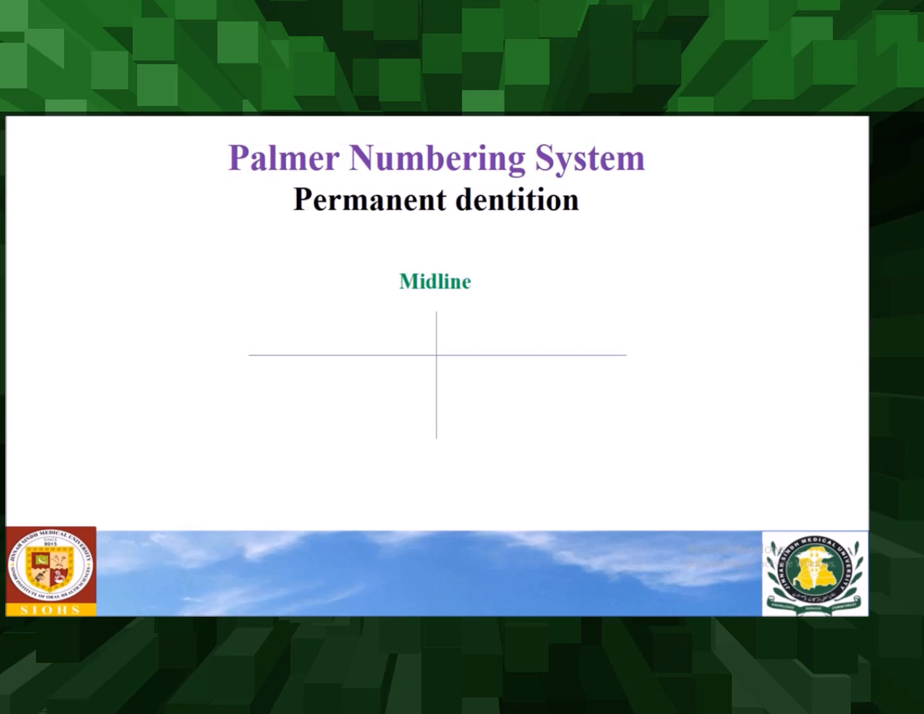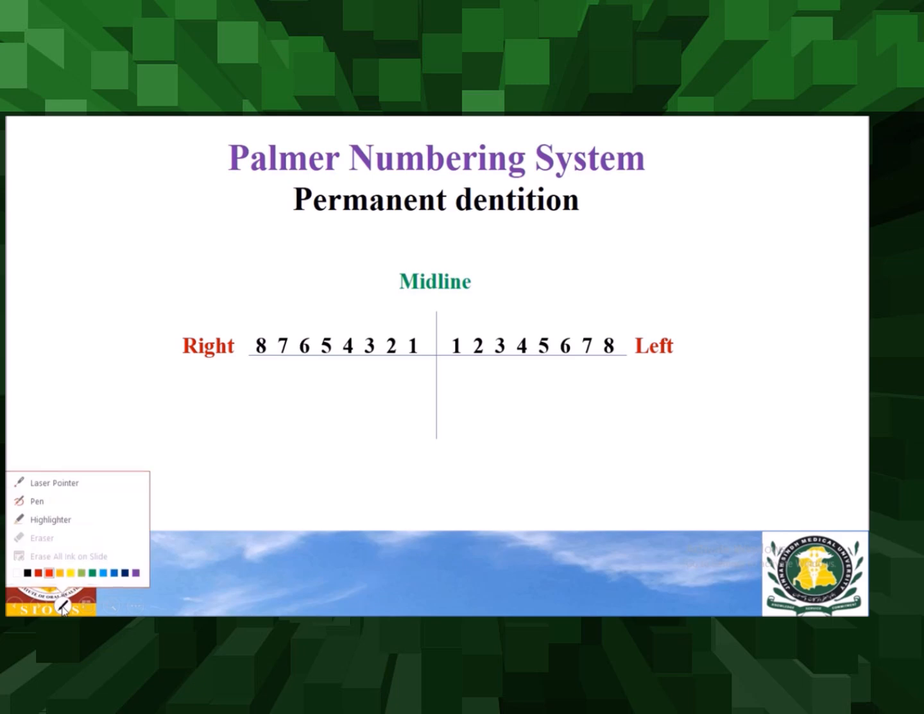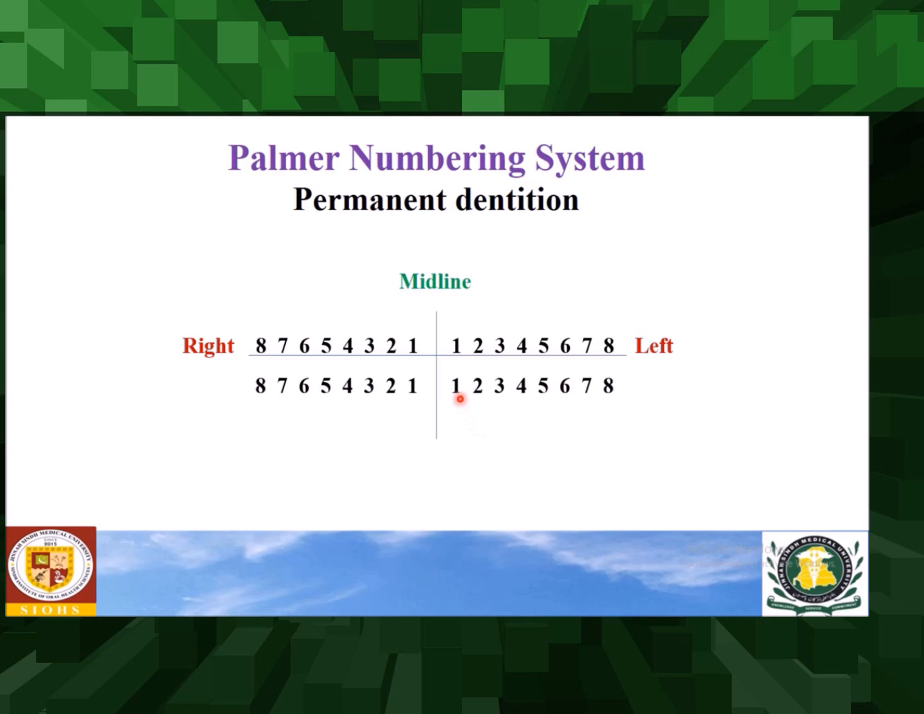Now we will discuss the Palmer numbering system for the permanent dentition. So in the permanent dentition, each tooth is numbered, and the numbers start from the midline, from 1 to 8 in each arch. In the maxillary right side, the numbers start with 1 for the maxillary right central incisor till 8 for the maxillary right third molar. Similar is for the left maxillary arch. And similar numbers are given in the mandibular arch. 1 is for the mandibular left central incisor till 8, that is for the mandibular left third molar.